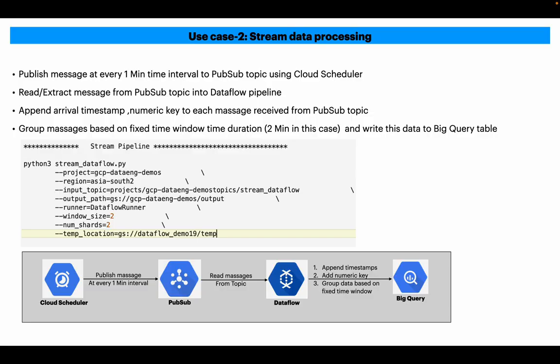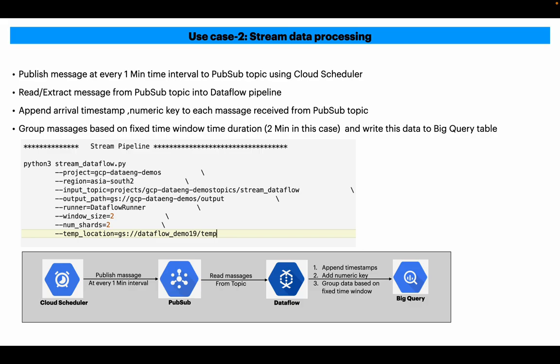Here, input topic: in case of batch, we read data from GCS or other sources, but in the streaming case we are trying to read data from a PubSub topic. That's where, if you see, stream data flow is a topic created for this use case. We are trying to read messages from the stream data flow topic.